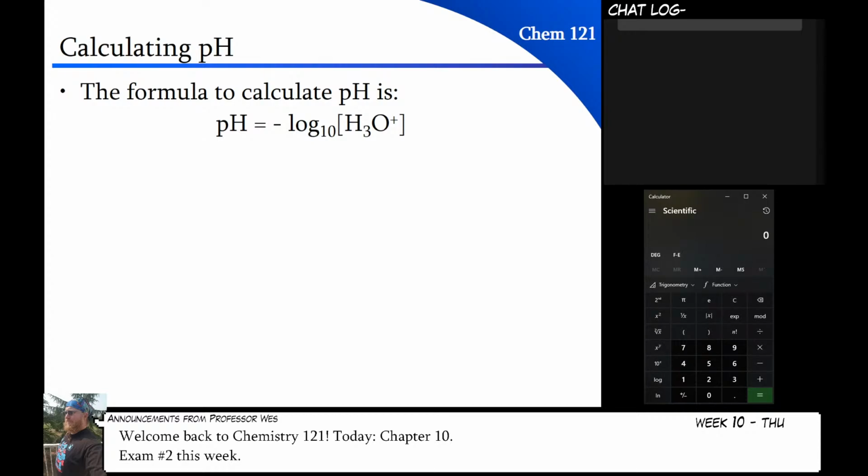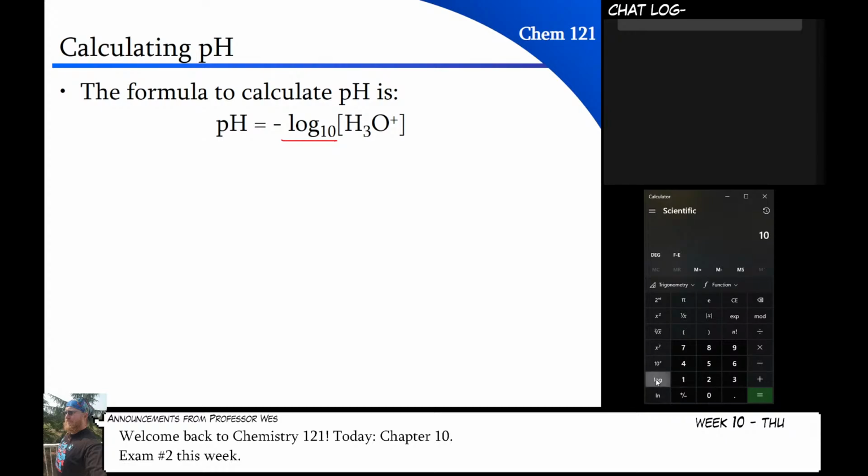So here is our formula for how we calculate pH. We're going to use the log 10 button on the calculator, which is this button right here that I've been pushing. It says log. Your calculator probably says log. There is another button that you don't want to push. That button says ln. Don't use natural log. The reason for that is because natural log does not scale in the same way.